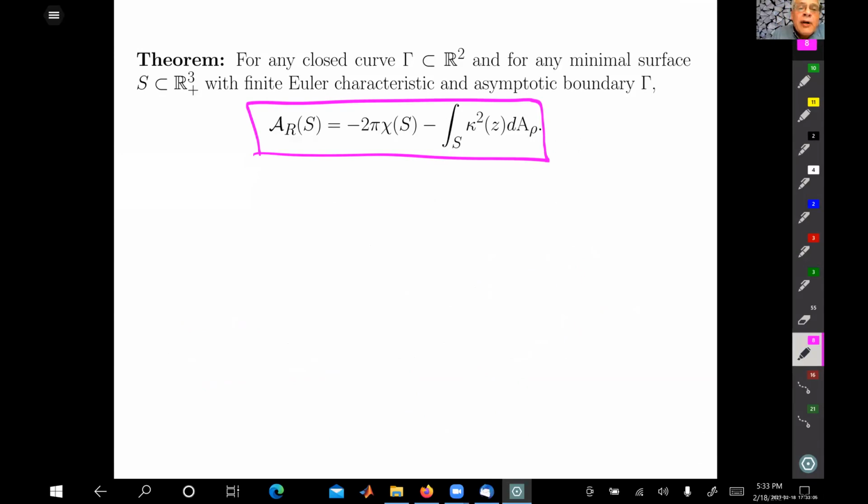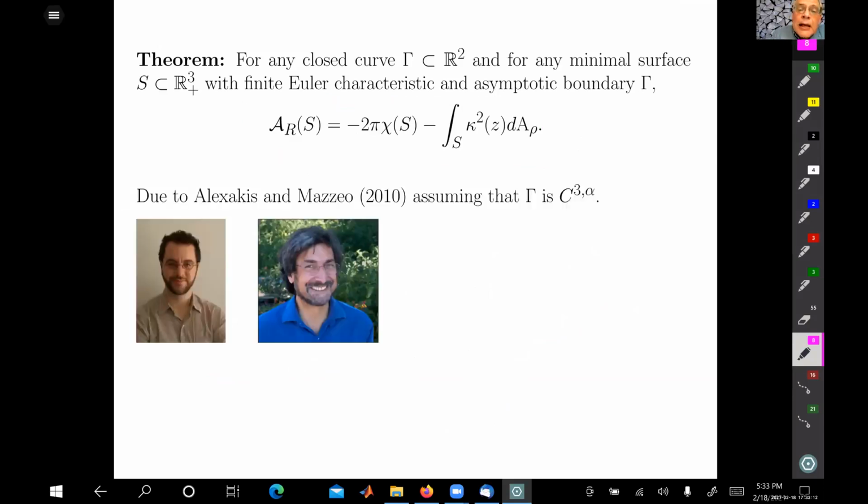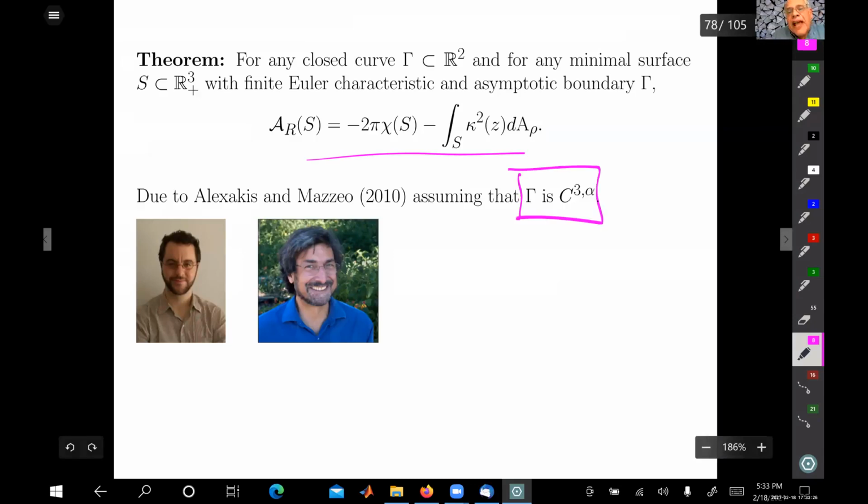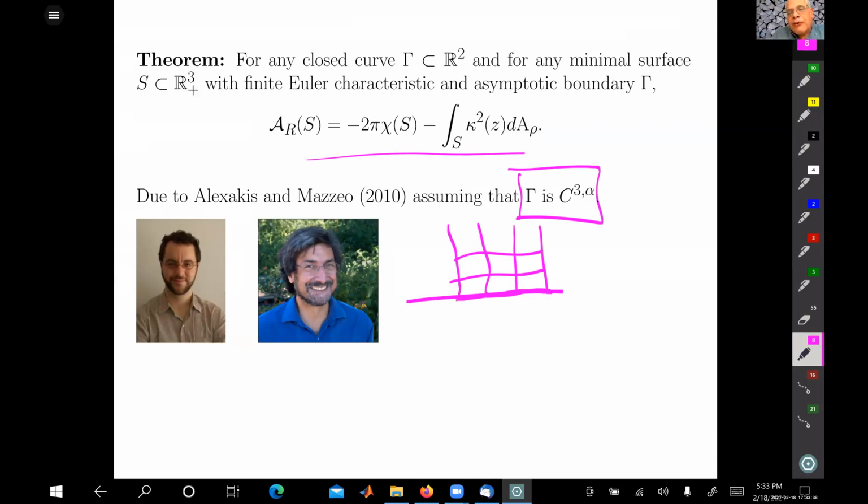I cannot claim credit for it completely, because this was a theorem also of Alexakis and Mazzeo. And so I had spoken to Rafe maybe about 2 years ago, and that's how I learned of this theorem. And I read this paper of theirs from 2010. It was very annoying to me because they assume that gamma is C3 alpha. Because in their proof, what they do is they assume that this minimal surface near the boundary is locally a graph. So they have to assume that the boundary curve is smooth enough that the minimal surface is a graph.